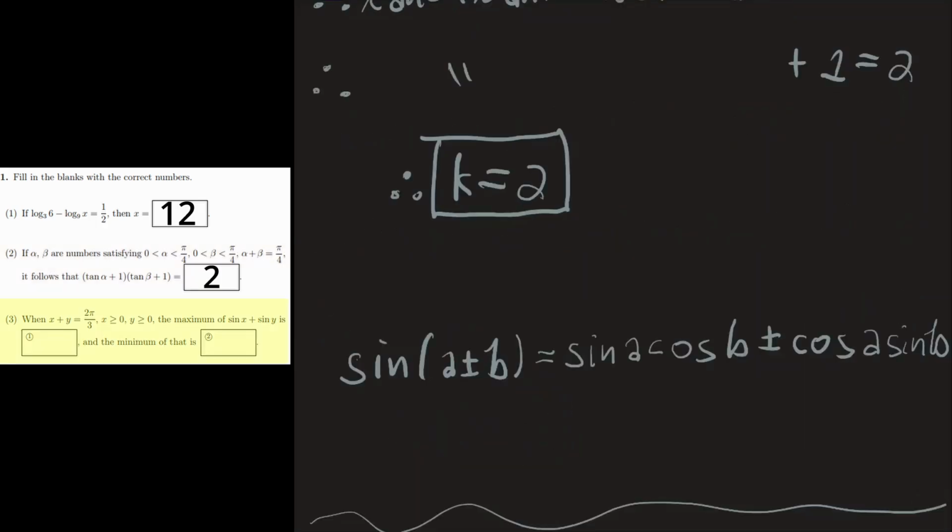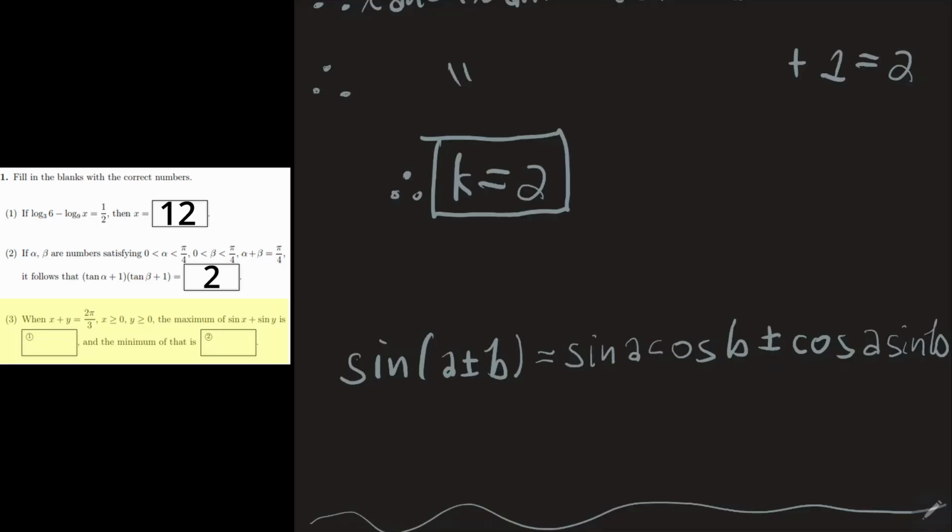So next is question 3, which says, when x plus y is equal to 2 pi over 3, x is greater than or equal to 0, and y is greater than or equal to 0, the maximum of sine x plus sine y is blank, and the minimum of that is blank. So for this question, you need to be able to analyze trig functions and the special common angles, and you also need to be able to find the derivative of a trig function in order to find a minimum or maximum. You also need to know a specific trig identity, specifically sine A plus B.